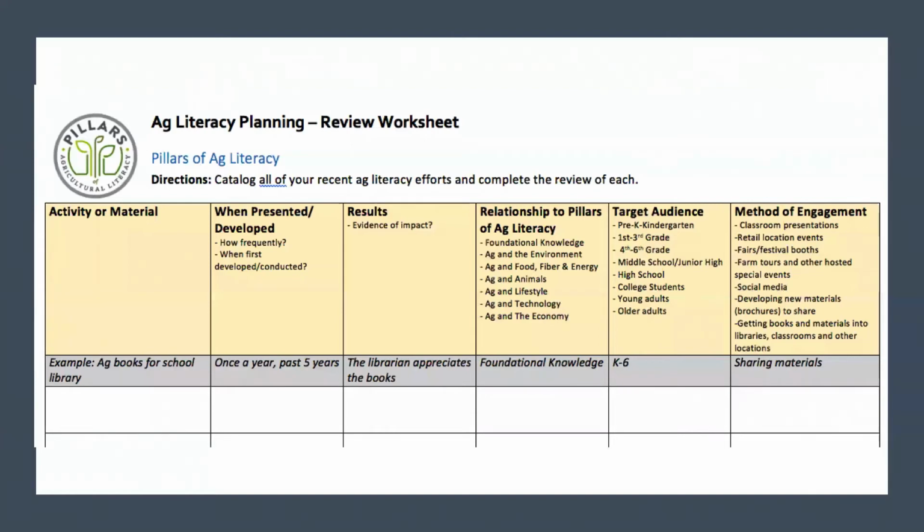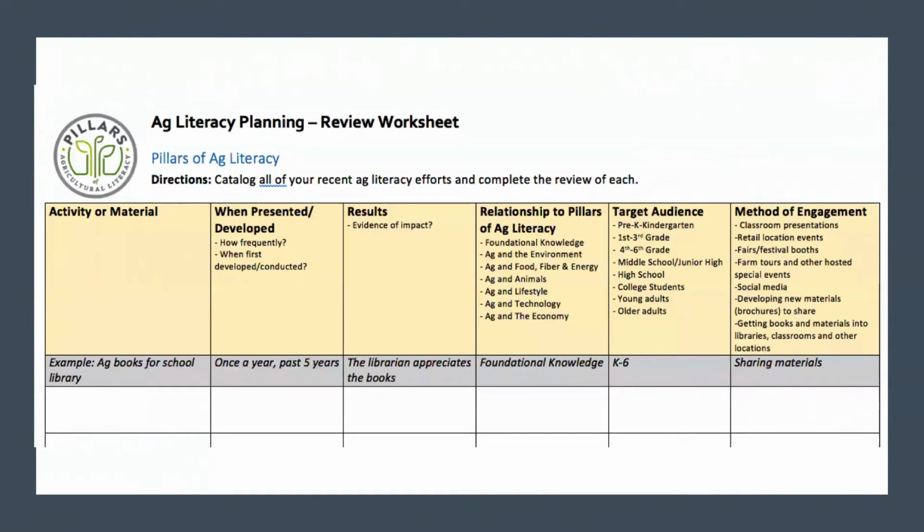So next, we'll pull up the Agriculture Literacy Planning Review Worksheet. So that was also in that Dropbox folder. So if you could all pull that up. You could also, if you don't have it up, you can just pull up a blank piece of scratch paper and create this table on a piece of paper as well. So your task for the next 3 minutes is to catalog at least one of your recent agriculture literacy efforts and complete the review of each.